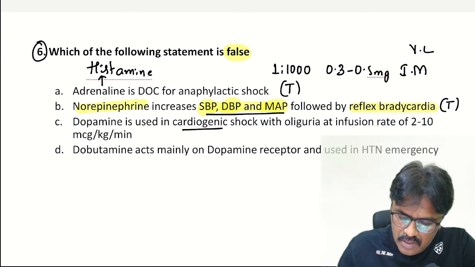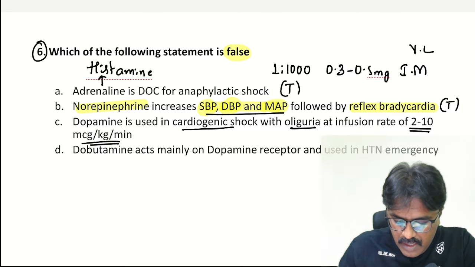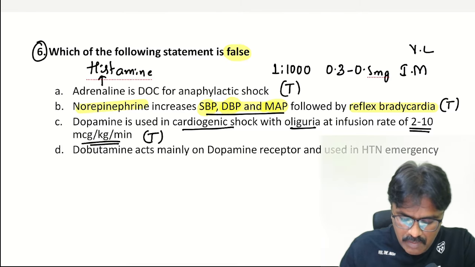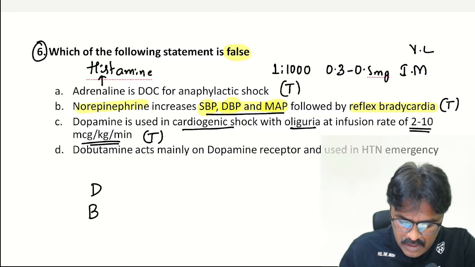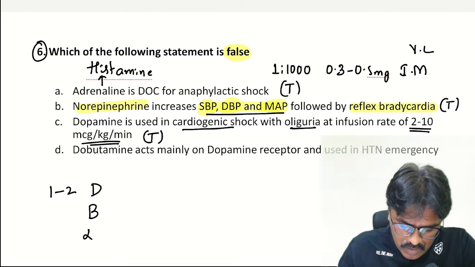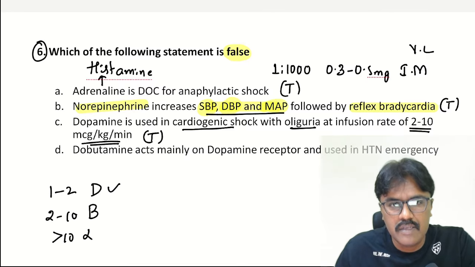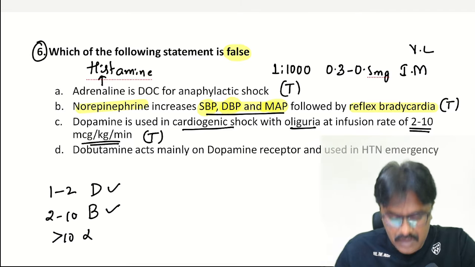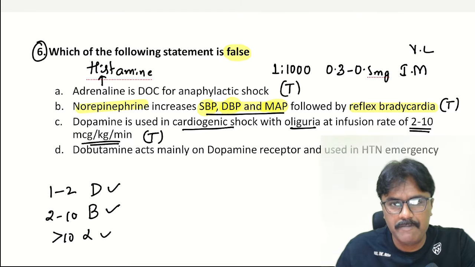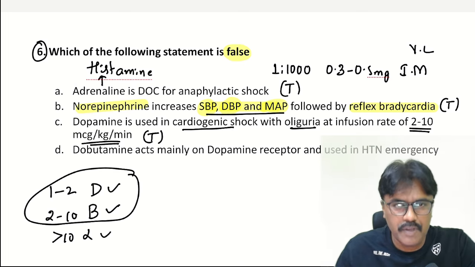Dopamine is used in cardiogenic shock with oliguria at the infusion rate of 2 to 10 microgram per kg per minute. True. Remember, dopamine has different actions at different levels. Low dose, medium dose, high dose. Low dose, it acts on D1 and increases the urine. Medium dose, it acts on the heart and increases the cardiac output. High dose, it acts on alpha and increases the BP. So at this dose, it can be used to manage cardiogenic shock with oliguria. So that is also true.